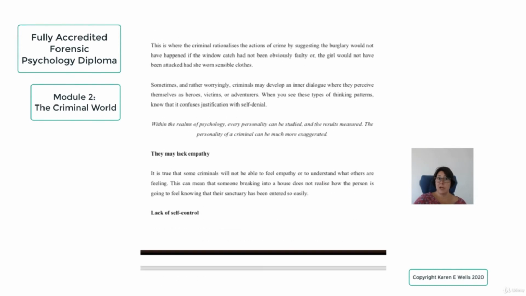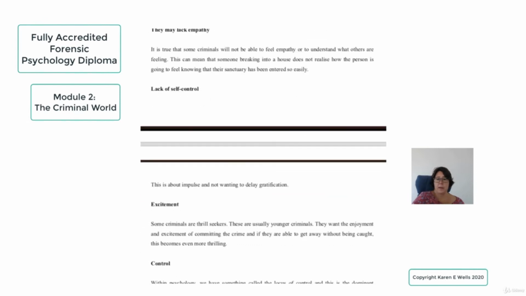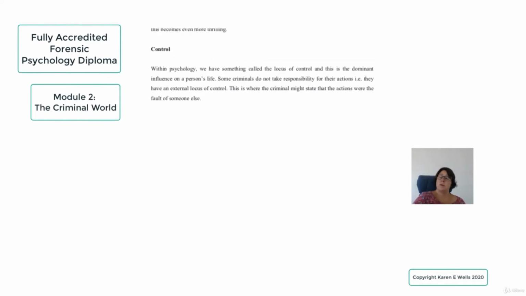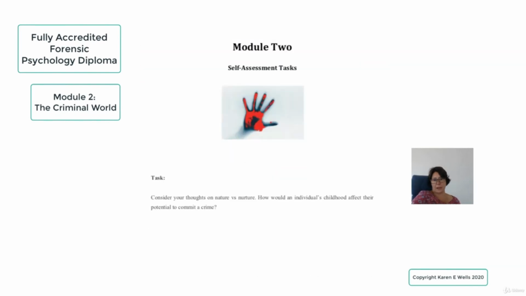minimization, rationalization, the fact that the criminal may lack empathy. There's a lack of self-control. There's also an excitement that some criminals are thrill seekers, and it might be that because of that, that's what's pushed them into doing that. And we're looking at control as well within the criminal. So within psychology, we have something called the locus of control, and this is the dominant influence on a person's life. So some criminals don't take responsibility for their actions.